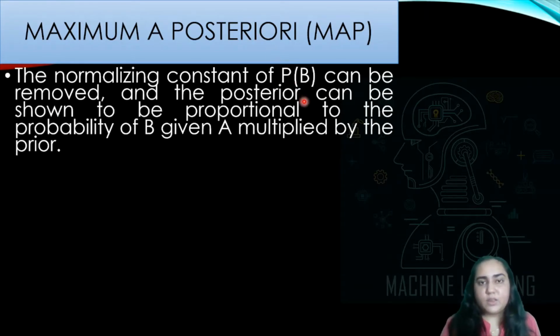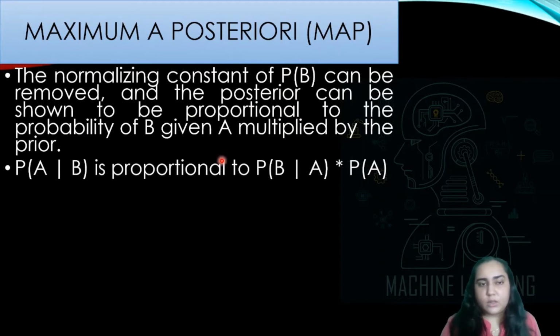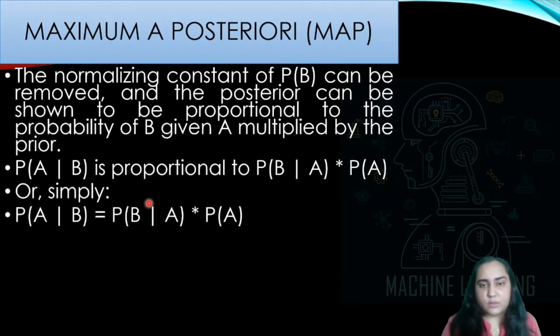The normalizing constant of P of B can be removed in this case because it's just there to normalize the probability so that you don't get a value higher than 1. So you can show the posterior directly to be proportional to the probability of B given A, just like this. So you could write that P of A given B is equal to P of B given A into P of A. We don't need to divide it by P of B. We are only doing it so that we get a value out of 1 and not greater than 1. Or simply you could just write it like this, right?